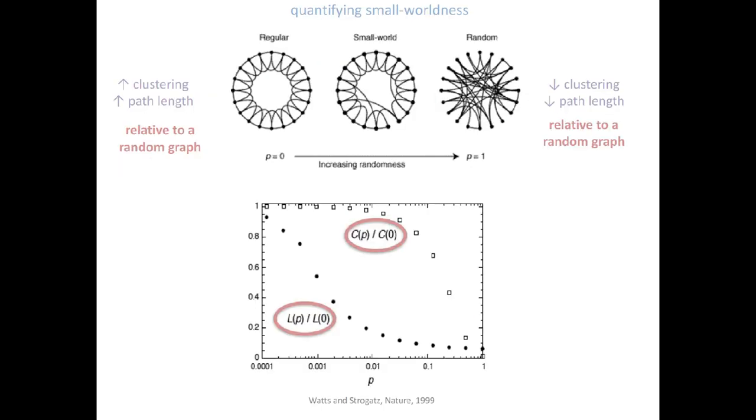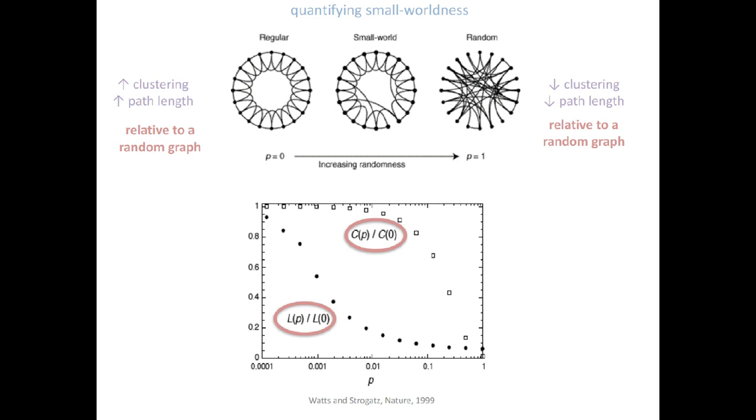So you heard about path length yesterday. I've just explained clustering to you today, so now you know the ingredients of what goes into a small world network. One of the critical things to note here is that in this plot, we've got this normalization factor, this denominator. This is the clustering obtained in a comparable random graph, and the path length in a comparable random graph. So when we say that a network has high clustering or low clustering, or high path length or low path length, we're usually saying that it's relative to a random graph. Right?